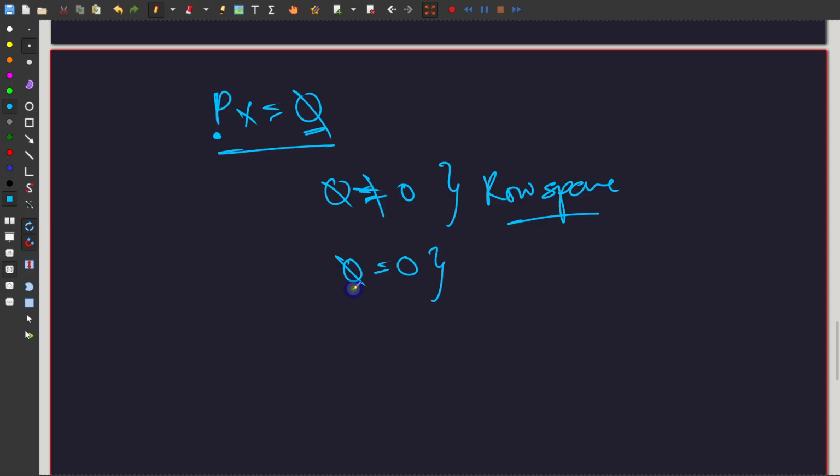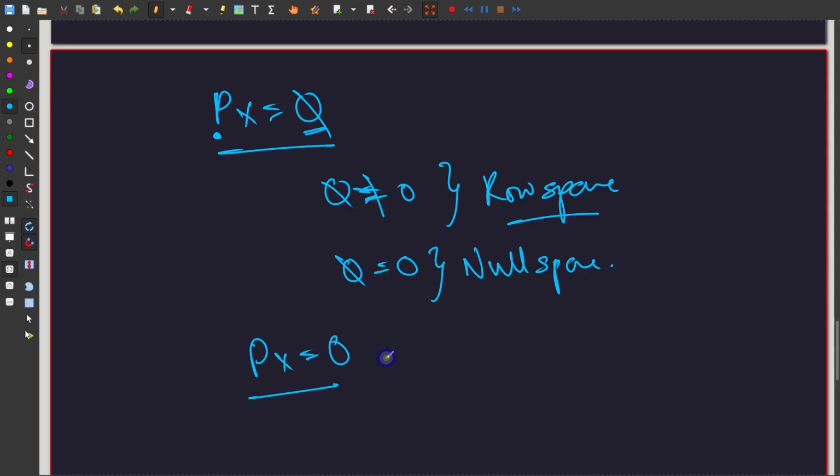Now, if we assume q is 0, then the only way to reach it is going to be through the null space, right? That is the basic idea here, which is extremely important. So whenever we have any expression where we are writing Px equal to 0, you won't reach there through the row space vectors. You will reach there through the null space vectors, right?